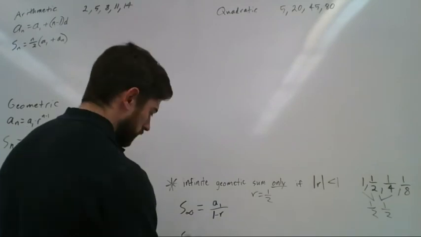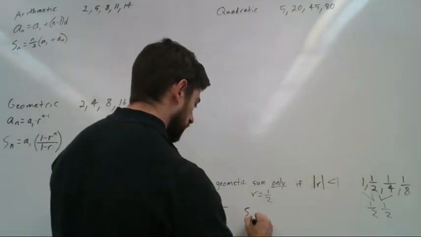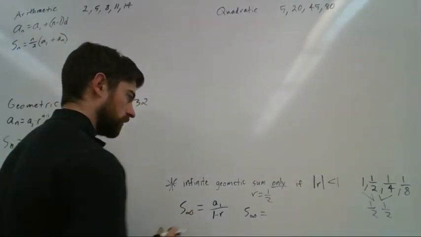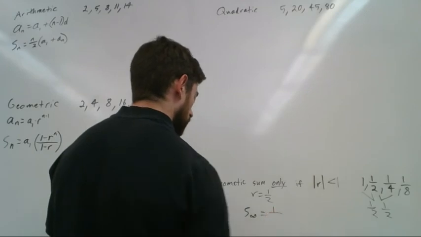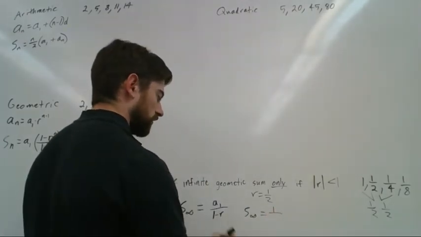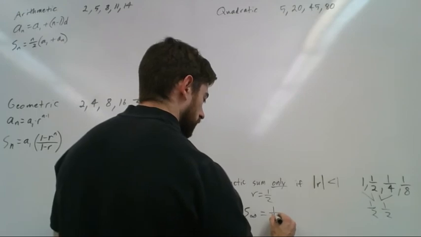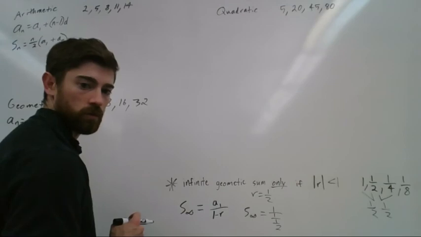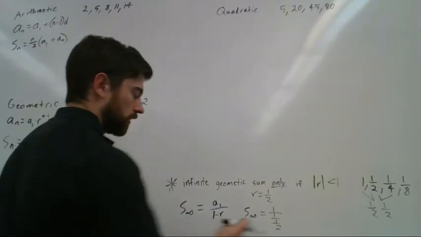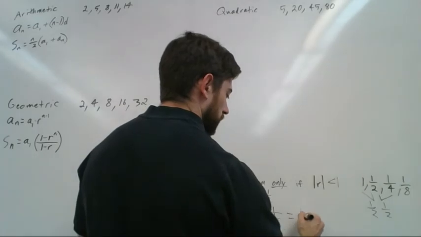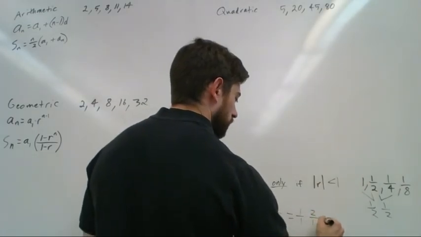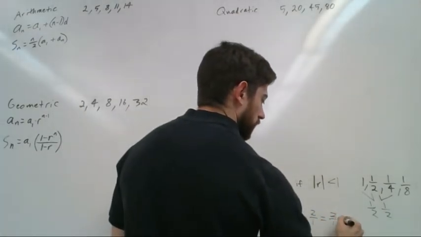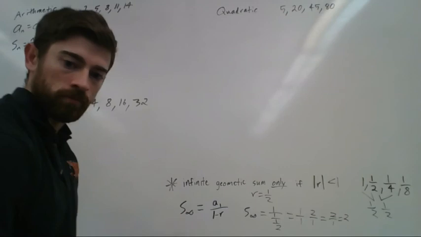Actually, I'll do it up here so you can all see. As the sum of infinity, we will get 1 over 1 minus 1/2, which is 1 over 1/2. So we will get this. 1 is the same as 1 over 1, 1/2 obviously is 1/2, and we move this to the top, so we get 1 over 1 times 2 over 1. Multiply across, 2 over 1, which equals 2.